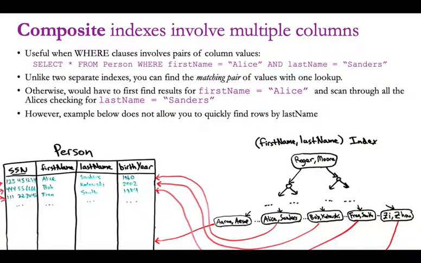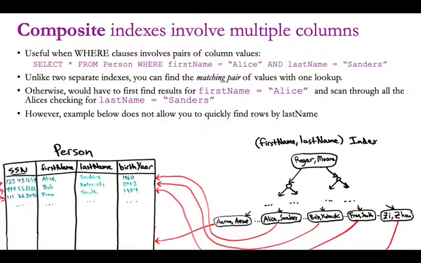Okay. You can also have composite indexes, which actually operate on two columns together. So in this case, I have an index on first name and last name. And so it allows you to take those values together and look for matches in the database. And that would be useful for queries that check both of those. Like, for example, select star from person, where first name equals Alice and last name equals Sanders.